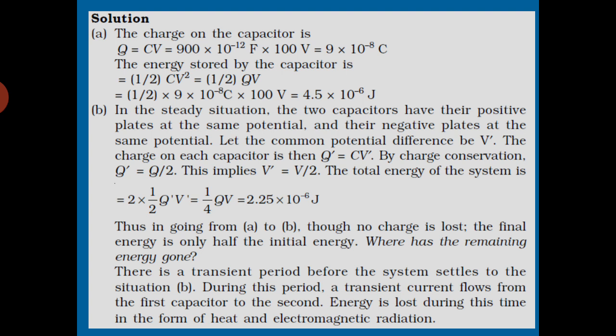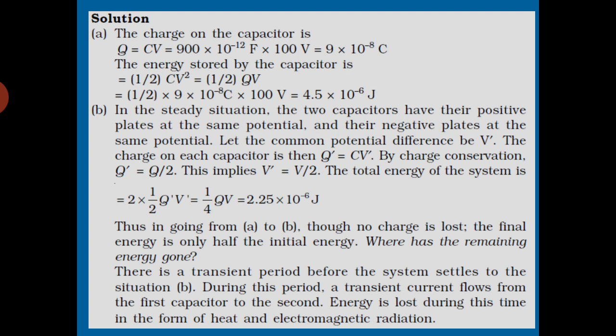Now in the second part, two capacitors, the second capacitor is connected when the battery is disconnected. So charge sharing takes place. What happens to the energy? You see the difference. It is now 2.25 into 10 to the power minus 6 joule. Earlier it was 4.5 into 10 to the power minus 6 joule. It is exactly half of the initial value. So in going from system A to system B, the energy is half of the initial energy.